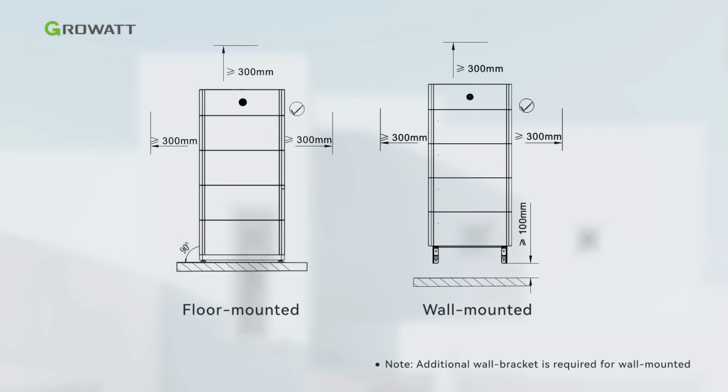The battery can be wall-mounted and floor-mounted. In this video, we take floor-mounted installation as an example. The distance between the battery and other items should be greater than 300 mm. As a reminder, an additional wall bracket is required for wall-mounted installation.